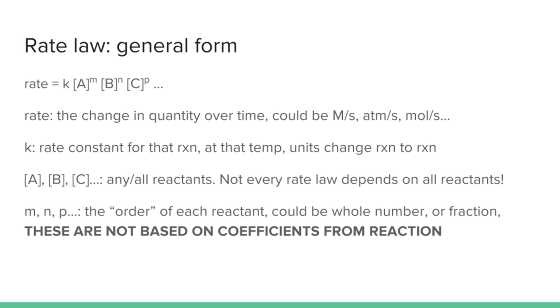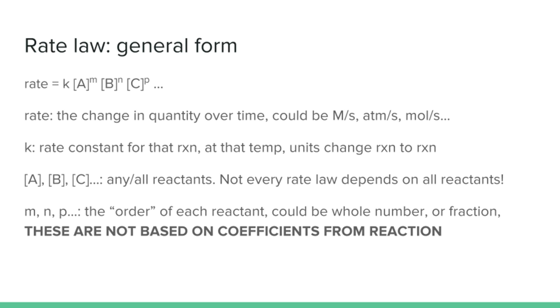It's just the rate is equal to some constant k multiplied by the concentration of A raised to some power, times the concentration of B raised to a different power, times the concentration of C raised to yet another power, and so on. However many reactants you have, they're all involved in that way. Now, rate, as I said, depends on however you're measuring the quantities involved. So it could be molarity per second, atmospheres per second, moles per second.